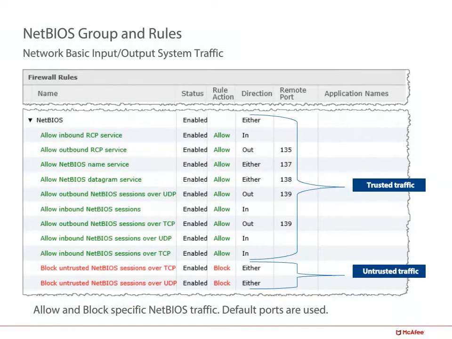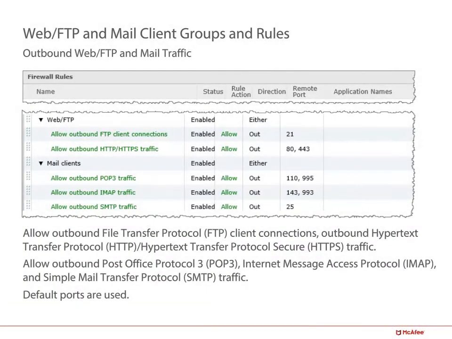The NetBIOS rule group allows for basic networking input and output of all system traffic that allows your NetBIOS services and sessions. The Web FTP group includes rules that allow for normal outgoing FTP communication and outbound hypertext transfer protocol, your HTTP, and any of your HTTPS communication. The mail client group also has rules that allow your most common POP3 communication, also your IMAP and your SNMP.